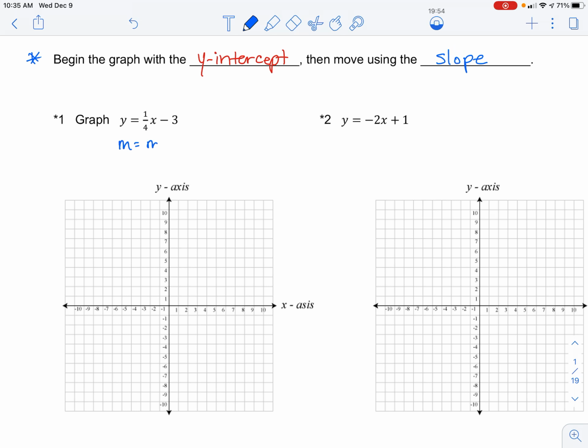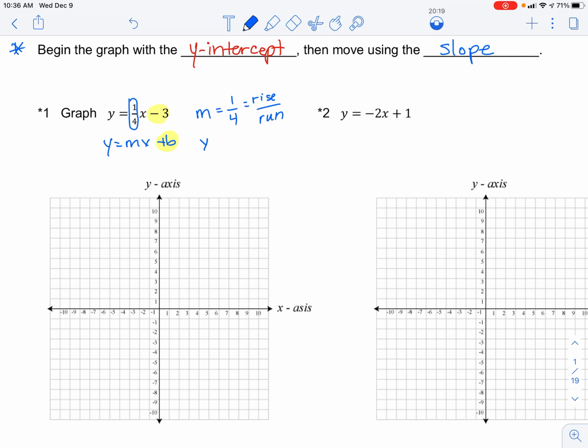This particular problem is in y equals mx plus b format. Okay, so let's figure out the parts. What is m equal to? Well, m is the coefficient of x. So our slope is going to be 1/4, which remember we said is rise over run. We're going to use that in just a moment. What is the b? The b is -3. So that's my y-intercept.